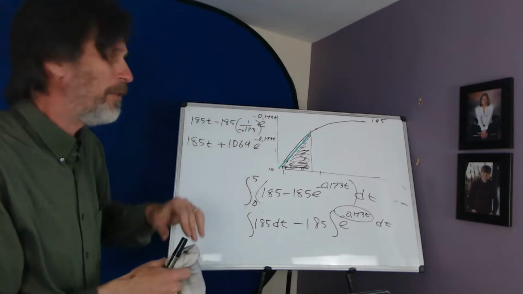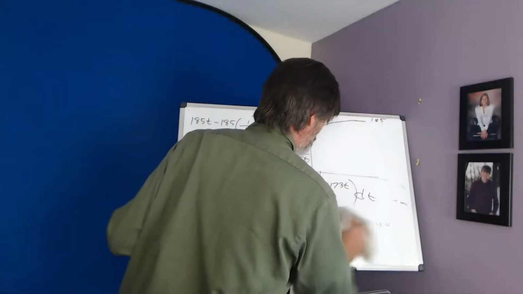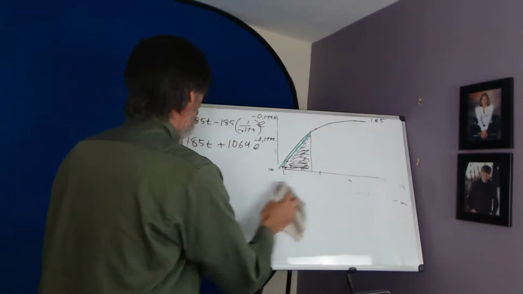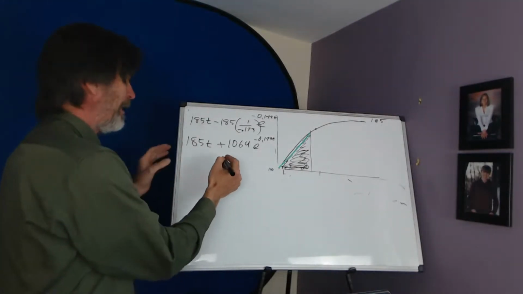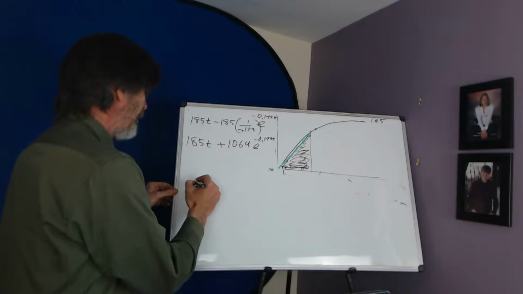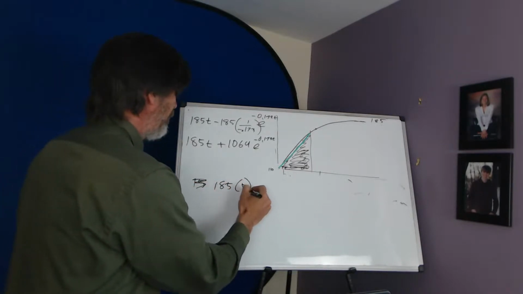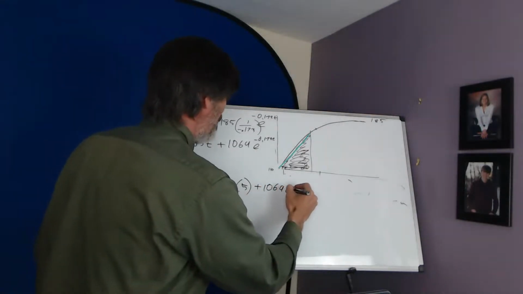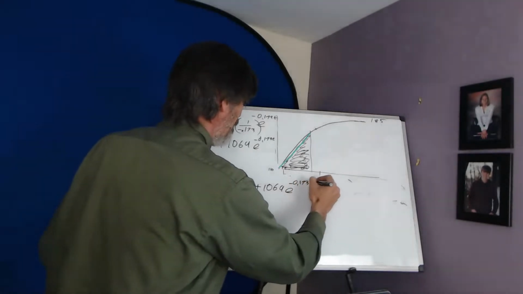I could really, at this point, plug any numbers in there that I wanted. Could rewrite the problem with these. But in this case, we're going to evaluate that at 5 and evaluate that at 0. So now I'm going to need a calculator out. So get busy here. Take 185 times 5 plus 1069 e to the negative 0.173 times 5.